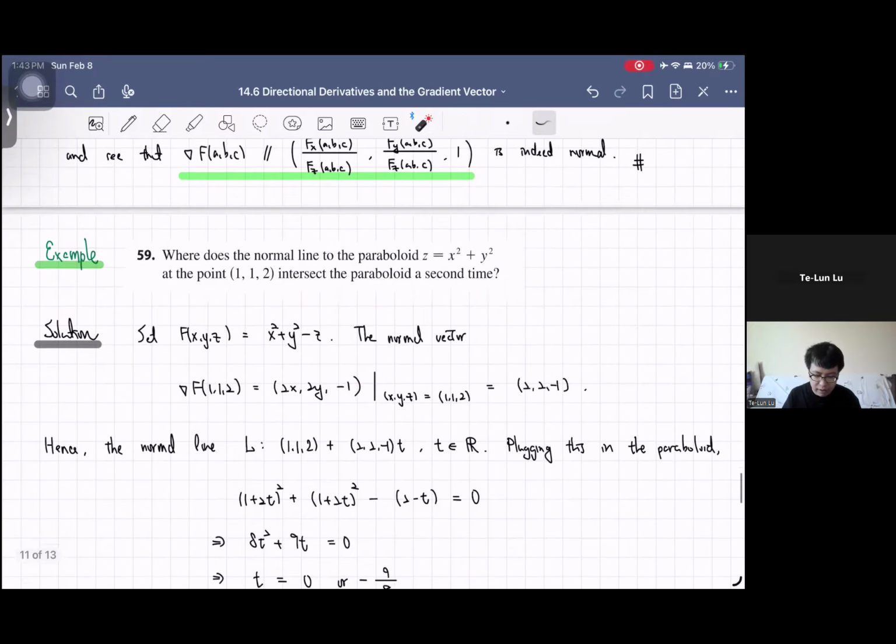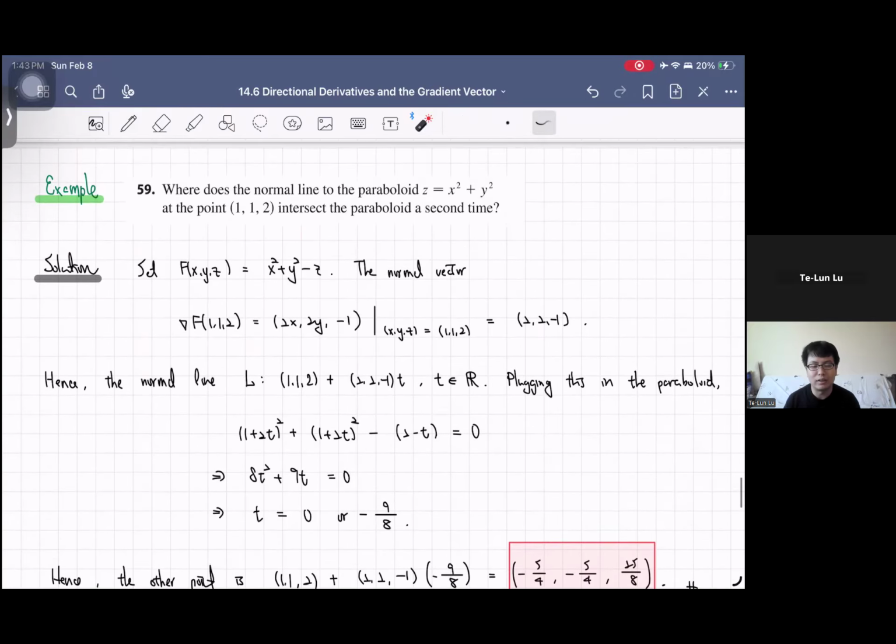All right, so having that kind of idea in mind, let us do some exercises. First of all, I want you to find a normal line of the paraboloid z equals x squared plus y squared. It is called a paraboloid because it looks like a bowl, and each section is a parabola. We want to ask, at the point (1, 1, 2), there is a normal line, right? And we want to ask whether that normal line intersects the paraboloid another time, and what is that point?